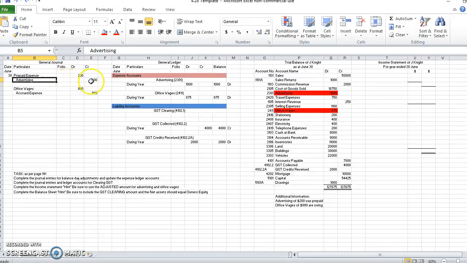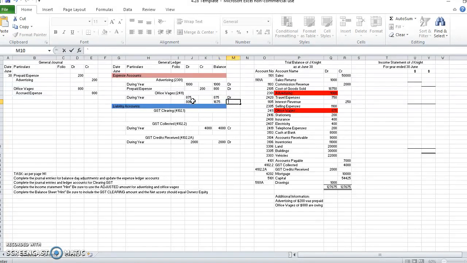So advertising has been credited for $200, so we get our advertising credit for $200. Take our debits, minus any credits, and we get our new debit amount. And the other account was prepaid expense. The other side, office wages was debited for $800, so you get office wages debit $800. The new balance is any previous debits plus any new debits. We get our new debit balance. The other account was, of course, accrued expense.